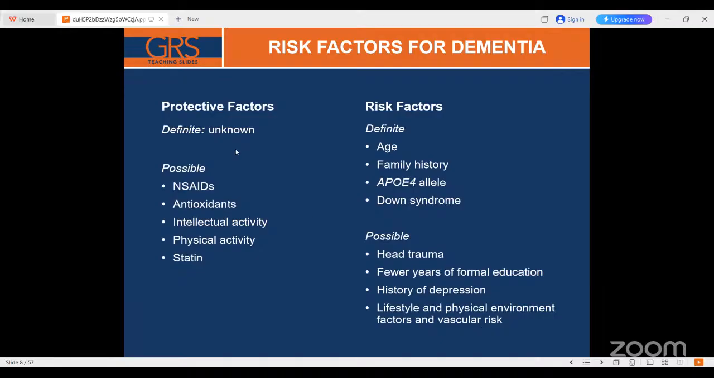There is no definitive protective factor, but the most well-known to decrease the risk of dementia is physical activity. So, I highly recommend regular exercise for all of you. Then we have non-steroid anti-inflammatory drugs, antioxidants, and intellectual activity. Fewer years of formal education can be a risk factor, so good education can be a protective factor. And lastly, statins.